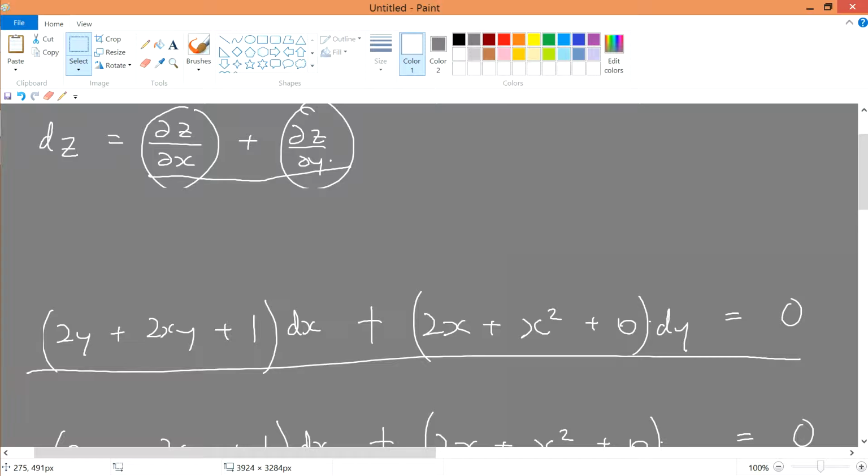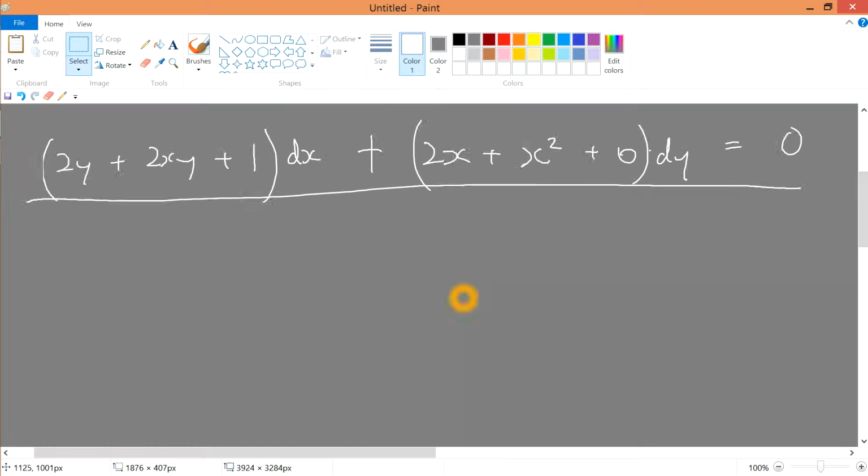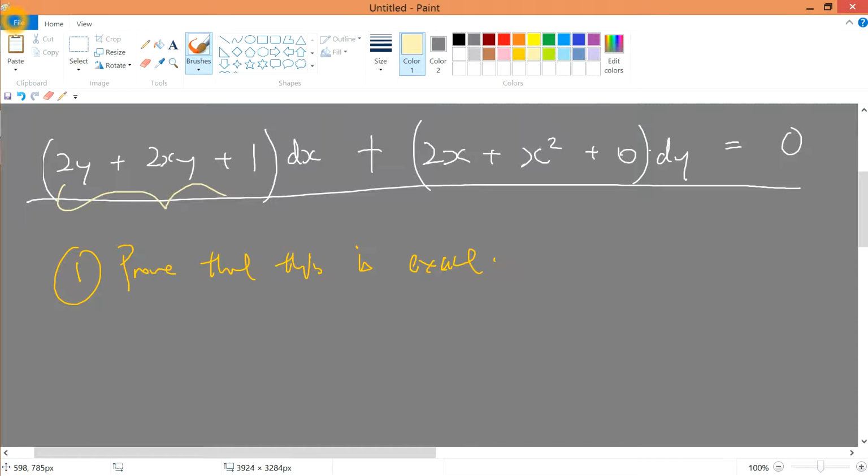Without further ado, let's start off with the exact differential equation. An exact differential equation starts with this one, and then they ask you to solve using exact. The first type of question they ask you is to prove that this is exact. So how do you prove? The first step is to set this thing as M, and this whole parenthesis stuff as N.